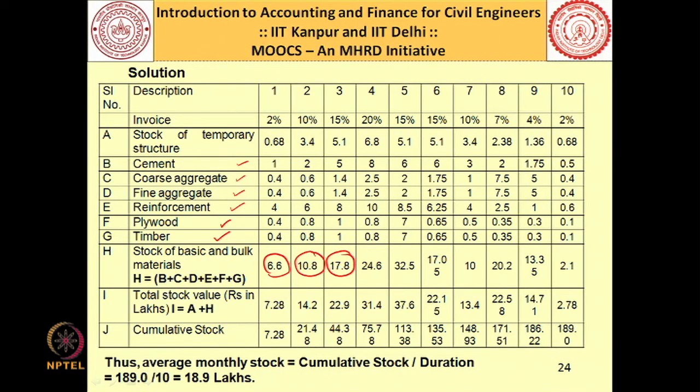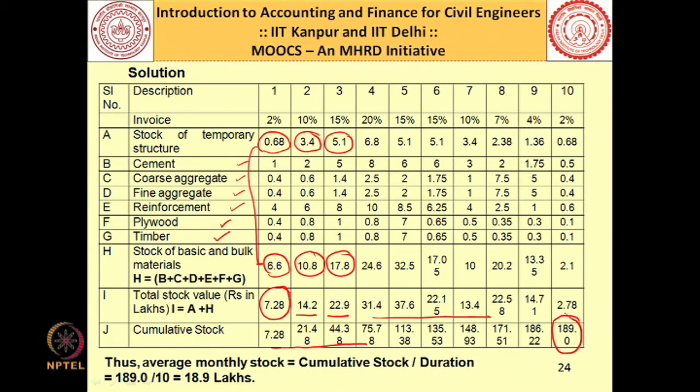If you look at this, 2% of 34 lakhs is 0.68, 10% of 34 lakhs is 3.4, 15% of 34 lakh is 5.1. Now, this and this we are adding and we are getting this figure. So, total stock value in month 1 is 7.28, month 2 is 14.2, month 3 is 22.9 and so on. Cumulative stock also we can derive out of this. So, we find that a cumulative stock of 189 lakh would be needed at my project site.